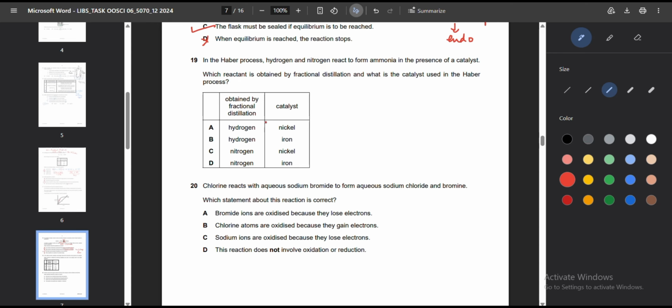Next is question number 19. In the Haber process, hydrogen and nitrogen react to form ammonia in the presence of a catalyst. Which reactant is obtained from fractional distillation, and what is the catalyst used in the Haber process? So nitrogen is obtained by the fractional distillation of air, and iron is used as a catalyst. So which is the correct option? D.